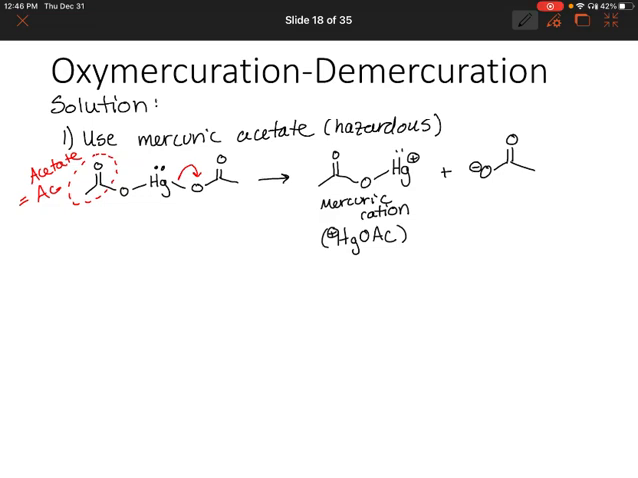All right, so that mercury cation is then going to be used in the second step, which is oxymercuration. Okay, so let's say we have our same alkene that we were using before. Okay. And again, we want the OH group to end up on the carbon there that I highlighted. So let's see how that's going to work using this mercuric cation.